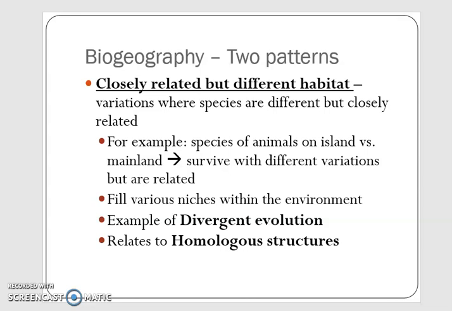And they have those different variations because those adaptations on the island are better than what they were on the mainland, but they came from a common ancestor. This allows organisms to fill all of the different niches or all the different segments of the environment or the habitat. Closely related but different is going to be an example of divergent evolution, and it will also relate to homologous structures.